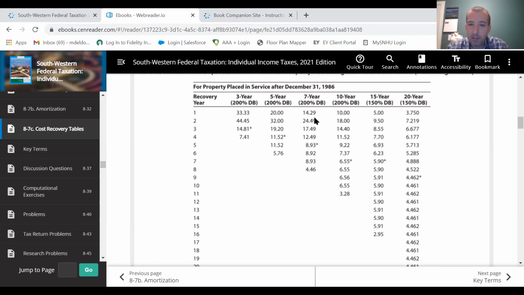You'll also notice that in year 1, it's slightly less than year 2, even though the goal of the modified accelerated cost recovery system is to depreciate more in the early years. The reason why is because we're on the half-year convention. So 14.29% is the half year. The 24.49% is what we'll see for the full year in year 2.